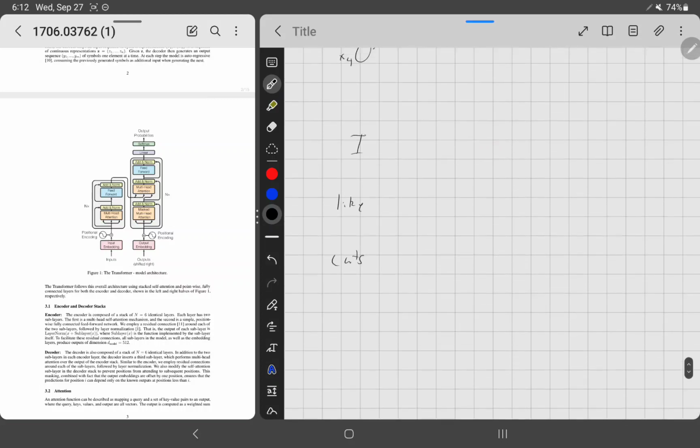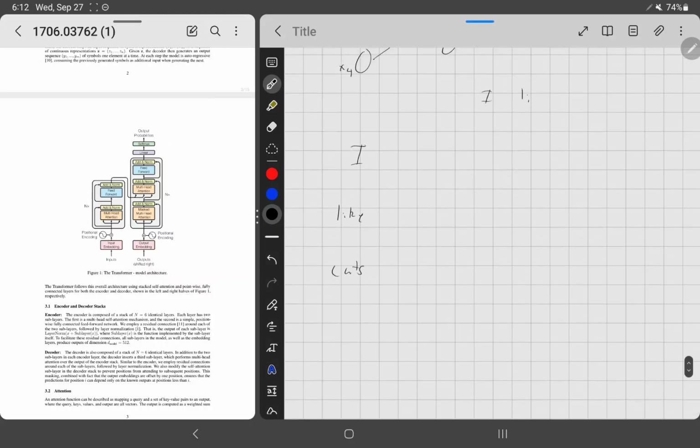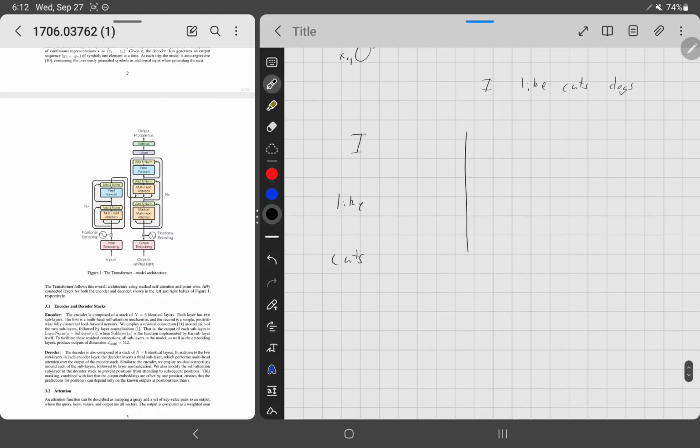So in this case, our vocabulary would be, say, I like cats and dogs, but dogs isn't in here. And then you have this lookup table.